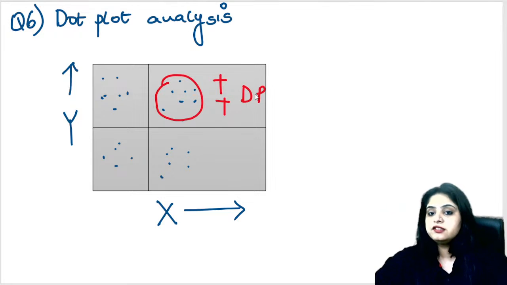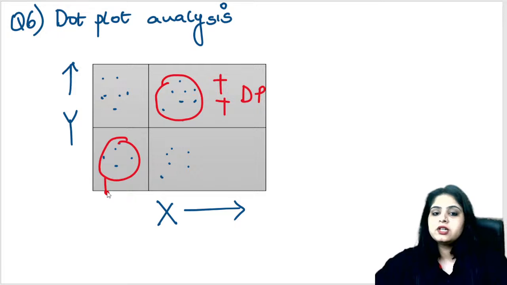DP quadrant here: X is also positive, Y is also positive. If the cells are falling over here, with low expression, this is the double negative quadrant. Everything is negative. Just quickly revise this once, then I'm taking you to questions. Everything over here is double positive, everything over here is double negative.